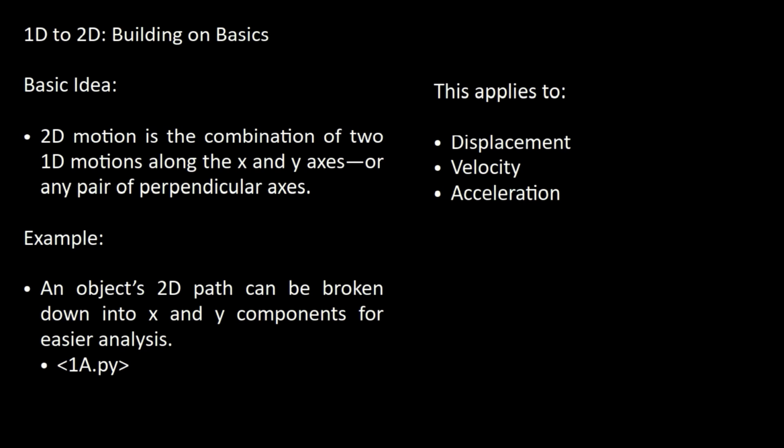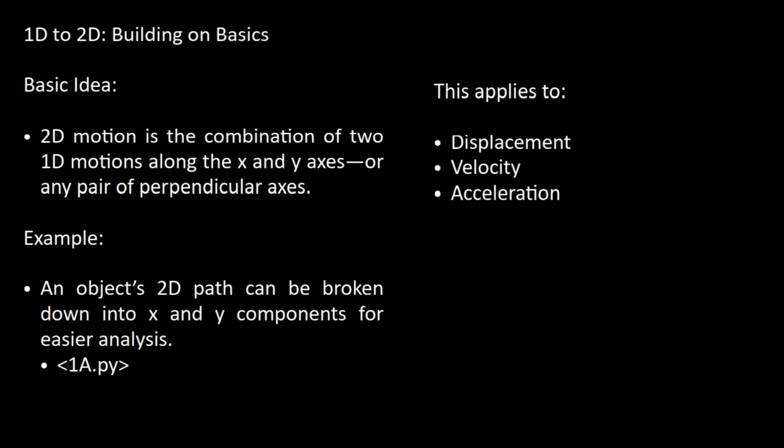So we are moving from one dimension to two-dimensional motion. We are building on the basics of one dimension. All of the concepts that we learn now are built on the basics of one dimension. The basic idea is that two dimensions is a combination of two one-dimensional motions, one along the x-axis and the y-axis, or any pair of perpendicular axes. It can be y, z, x, z, and so on and so forth.